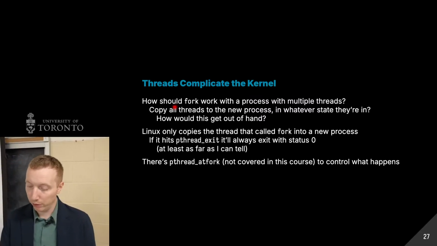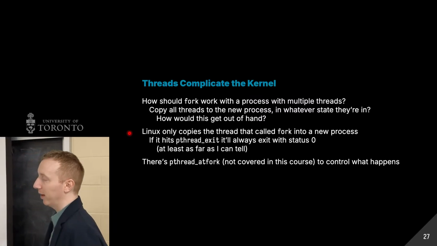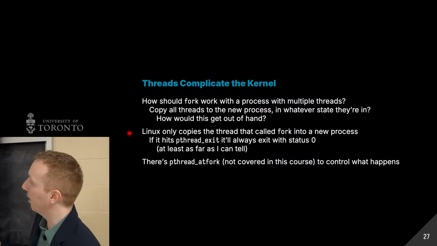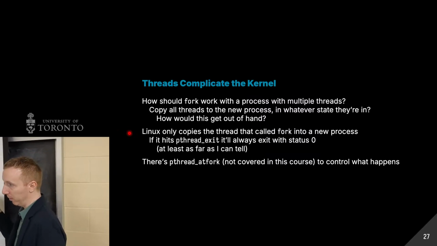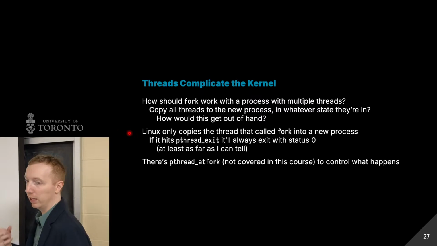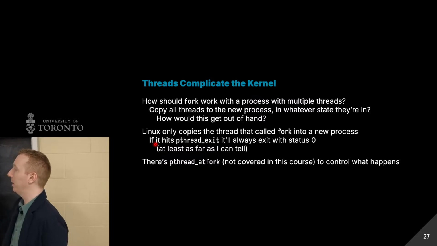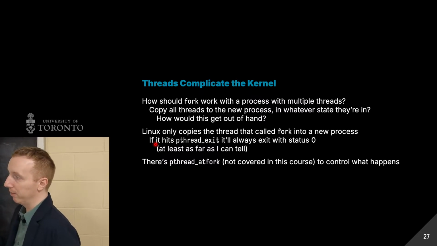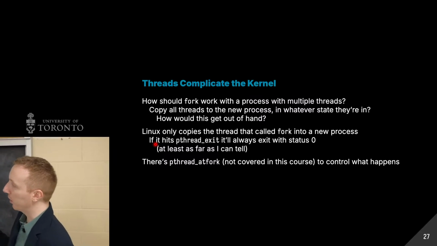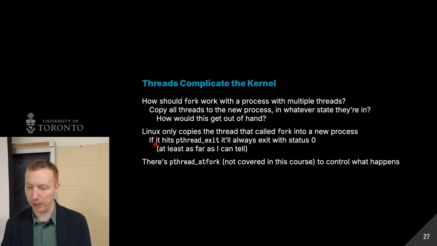So the rule Linux uses for when we fork in a process with multiple threads is Linux will only create a new process that is a copy of the thread that called fork. So it will just create a new process with a single thread in it, and the thread that is running is going to be a copy of the thread that called fork. And in that new process, if it hits pthread exit, well, this is the only thread in that process now, so it's going to terminate that process. By default, it will just set that exit status to 0, and that process will terminate.